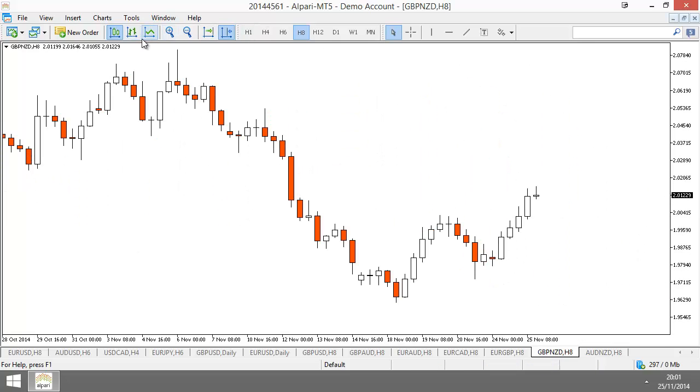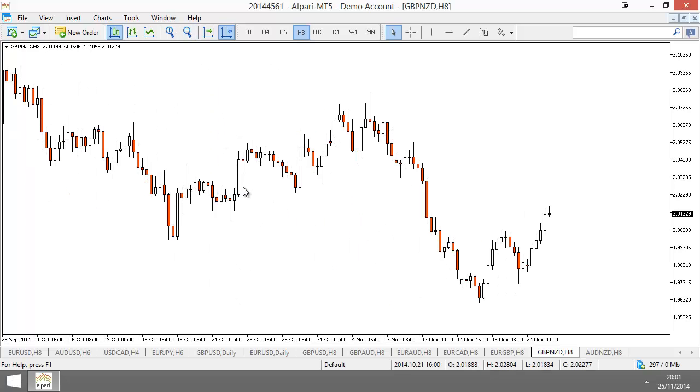We do support resistance on a few more pairs. I hate support resistance on New Zealand pairs right now, but that one's an obvious one. Look at that. How obvious is that support resistance area? That bounce there, that bounce there. Both extreme bounces. Easy stuff.